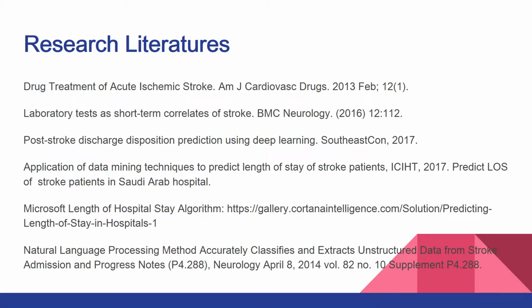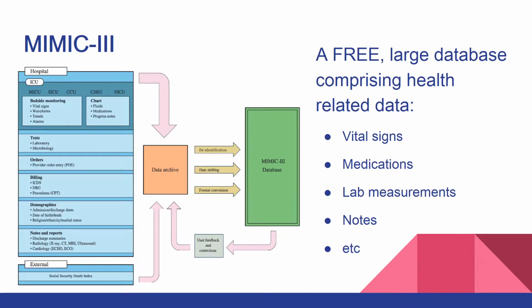Here is a summary of research literature that we referred to during this project. We use data from MIMIC, short for Medical Information Mart for Intensive Care. It is a large database comprising information related to patients admitted to critical care units. It contains very rich patient information, including vital signs, medications, lab measurements, notes, etc. All of us were trained to gain access to MIMIC when we started the project.